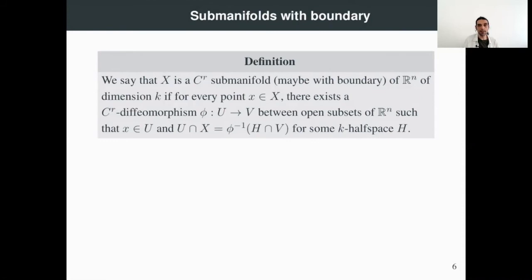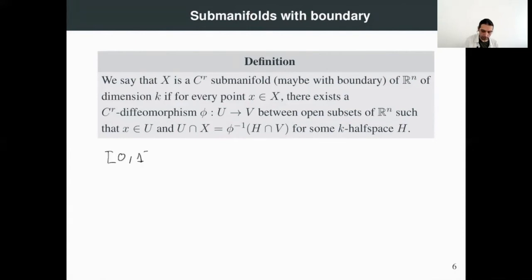Now let's define submanifolds with boundary. So we say that X, big S, is a C^r submanifold, maybe with boundary, of R^n of dimension k, if for every point small x of big X there exists a C^r diffeomorphism phi between open subsets of R^n, U and B, such that small x belongs to U and the intersection of U and big X is just the preimage by phi of the intersection of H and B for some k-dimensional half space H. Okay, that's the definition.